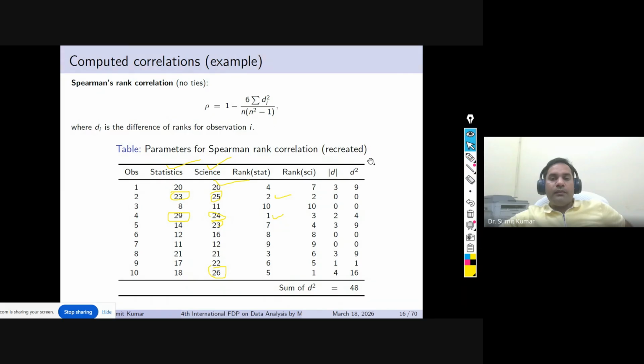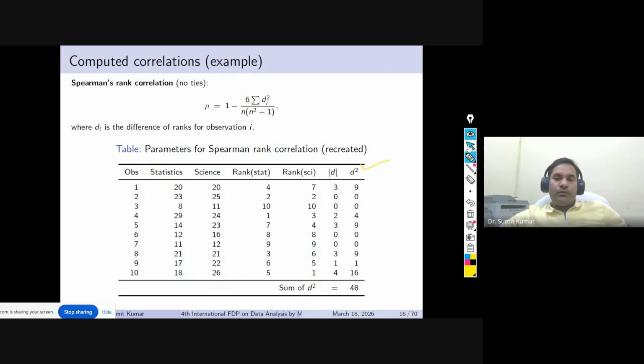Then what you have to do? Then you have to take the differences of the ranks, the rank of statistics and rank of the science scores. You have to take the modulus difference, since either one may be larger. You take the modulus difference, so all the values will be positive. Then you can take the square quantity, d i square.